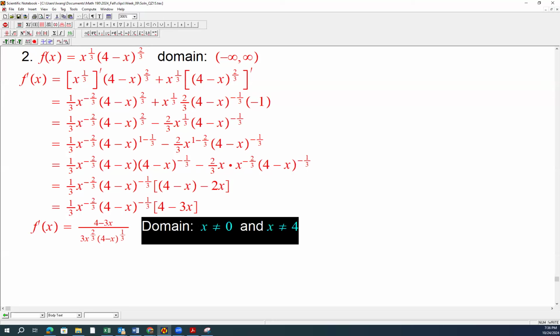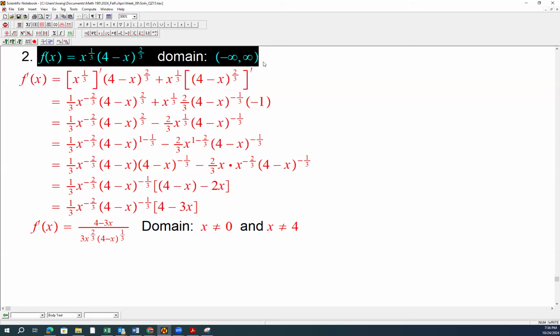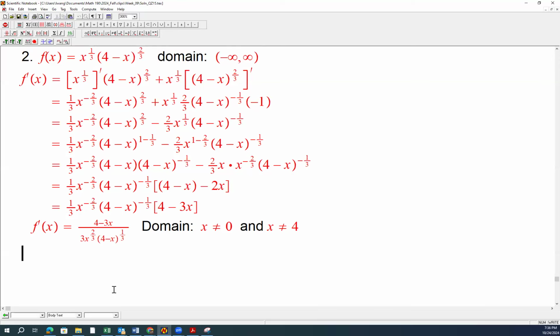Once again, x cannot be 0, x cannot be 4. That's the domain for the derivative. The function itself has all real numbers as its domain. So let's review the critical number again. What kind of conditions must a critical number c satisfy, for f of x, right?